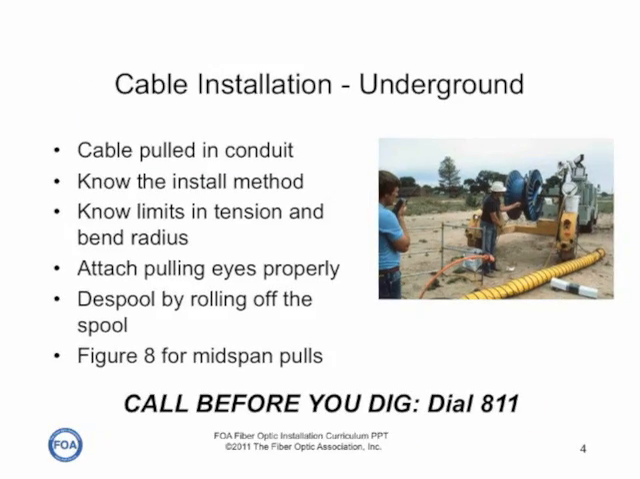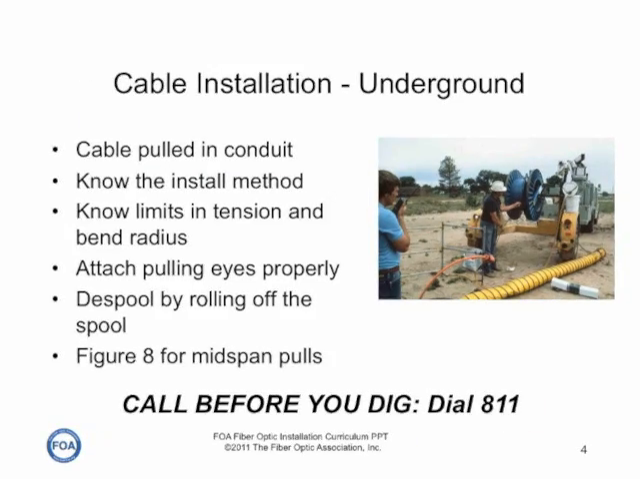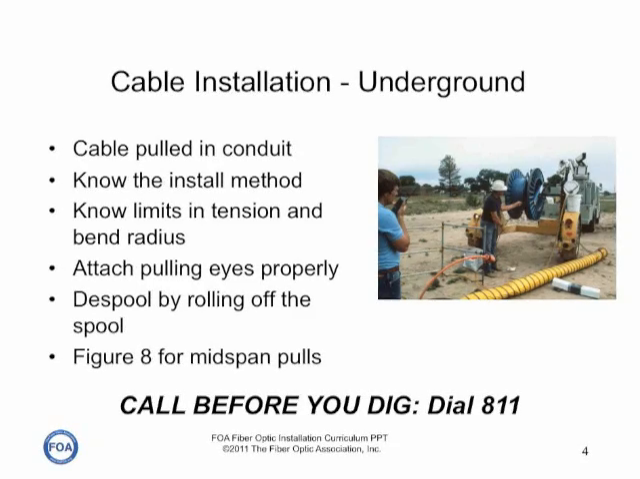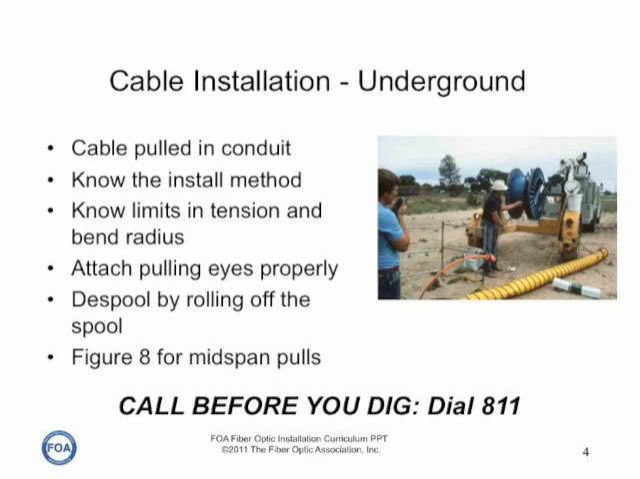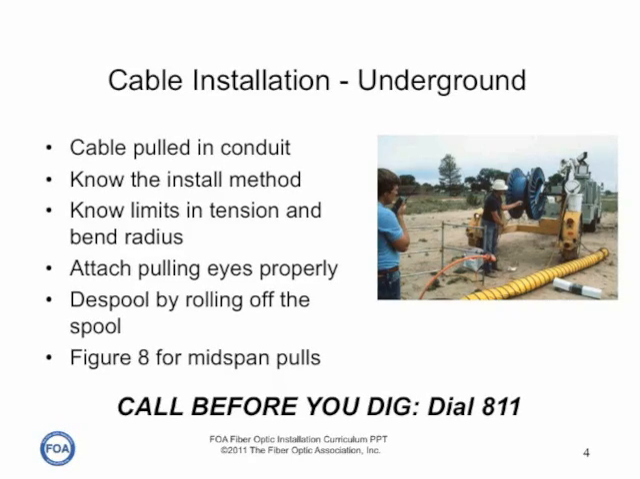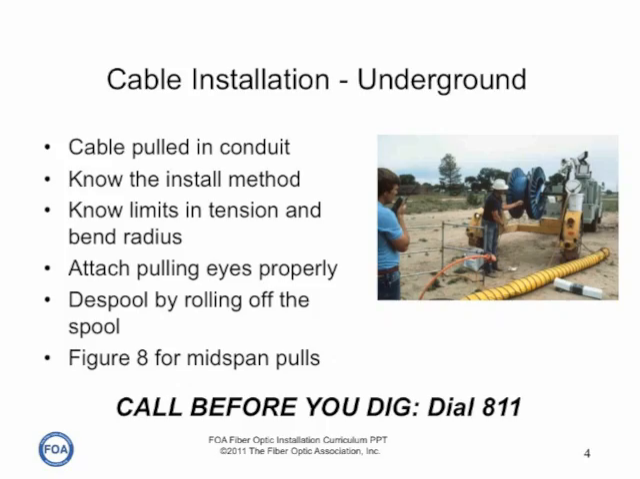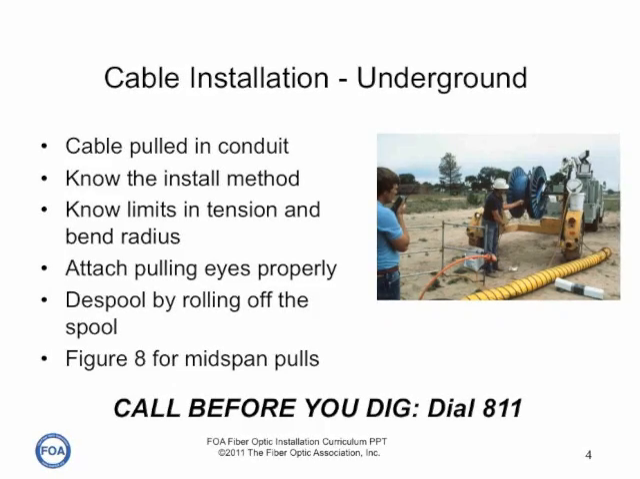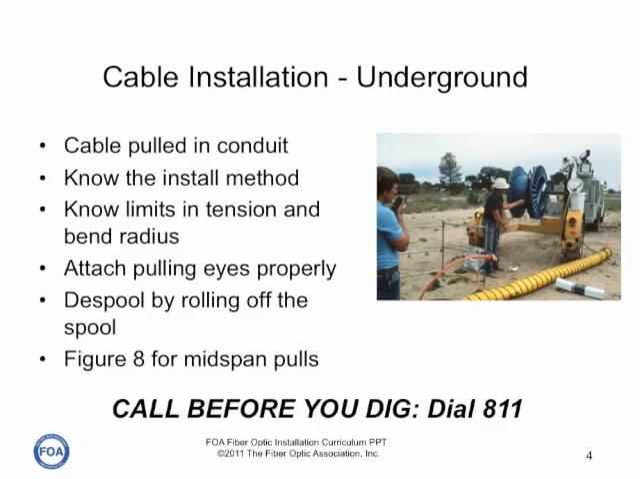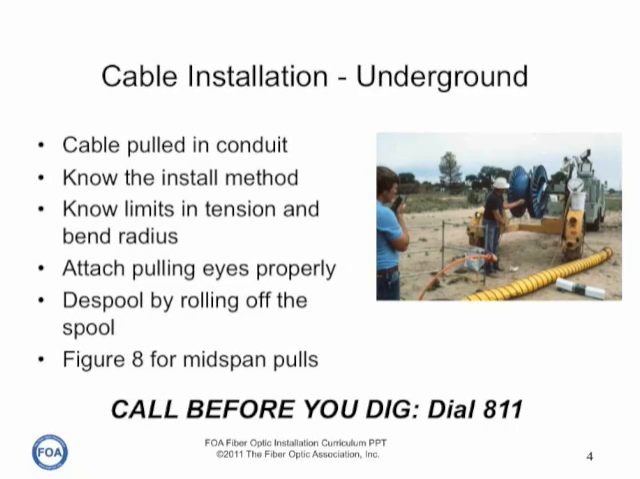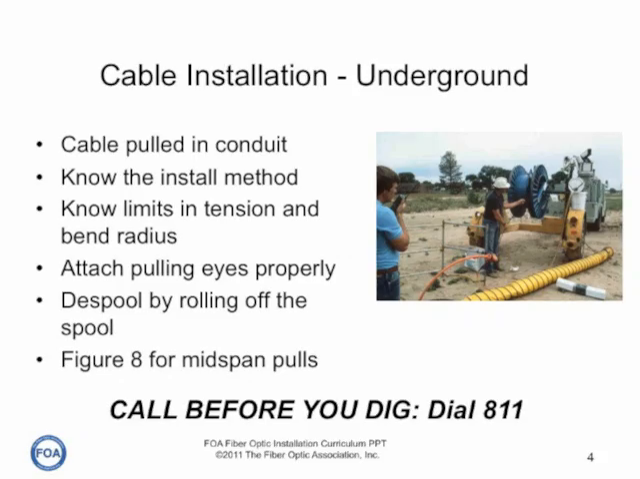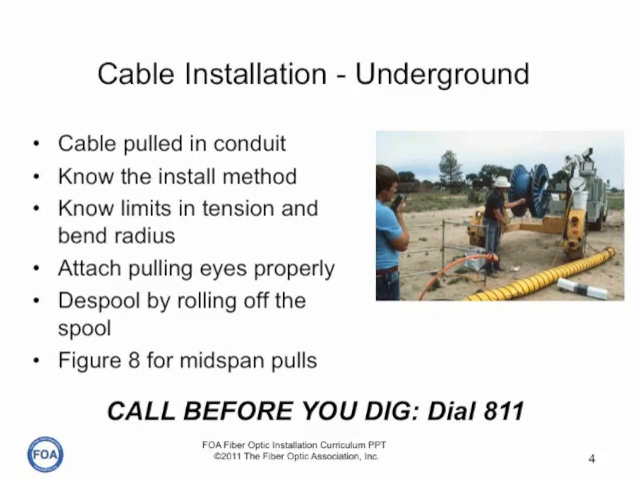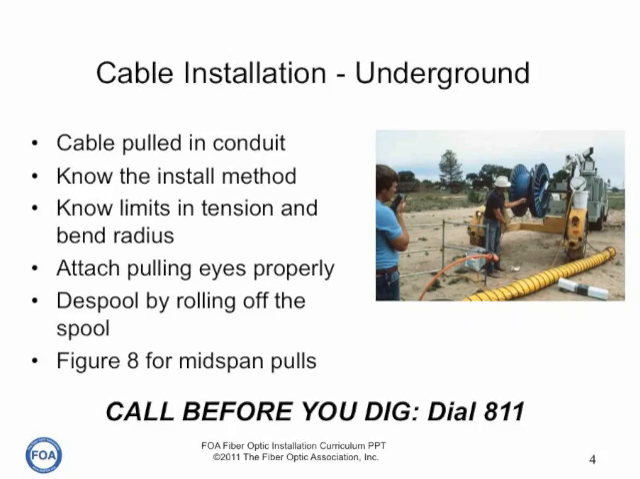The first type of outside plant installation is underground. Underground is cables pulled in conduit that have been buried underground. It's very important with all outside plant installations to know the installation methods. When you're pulling cables in conduit, you need to know the limits for tension and bend radius, how to attach pulling eyes properly, how to despool cable by rolling it off the spool, and when you have to do mid-span spools, you'll need to know how to figure eight the cable.